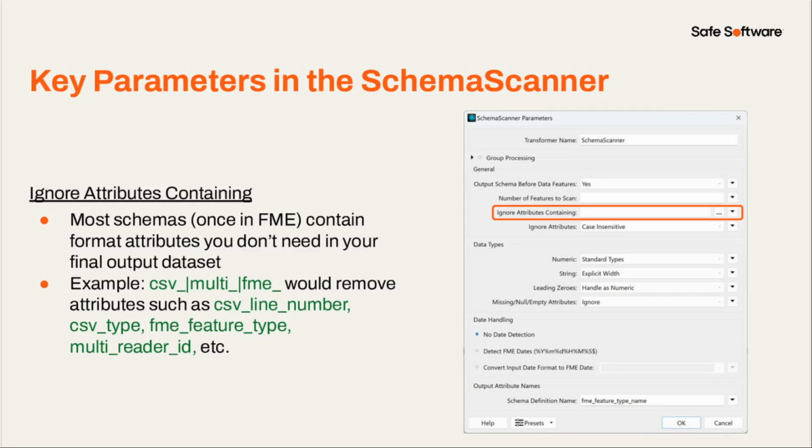So that's something to keep in mind when you're using the schema scanner, that you might need to run it once first, see all the different attributes that have been picked up by the schema scanner, and then use the ignore attributes containing parameter to specify a regular expression to catch any of those that you don't want. In the example here, I've just used the prefix. In this case, we might have FME underscore, and then I've used the pipe delimiter to separate those regular expressions, and that will capture all of those different attributes for us.